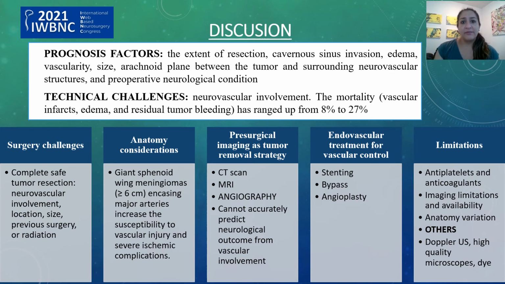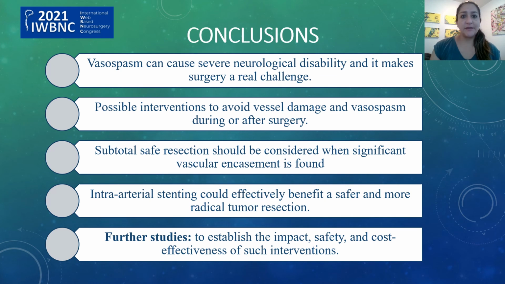Current methods for vascular information intraoperatively include static and dynamic images combined with augmented reality, Doppler ultrasound, high-quality microscopes, or injectable fluorescent dyes. Yet, each of these systems has inherent limitations. Vasospasm can cause severe neurological disability, and it makes surgery a real challenge.